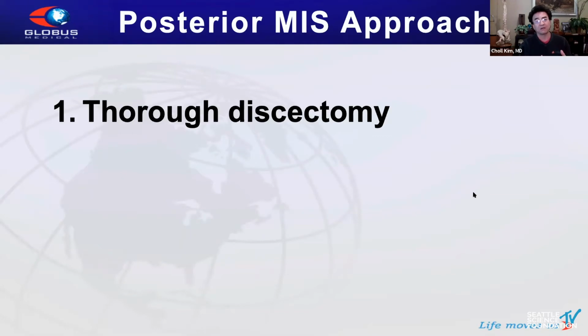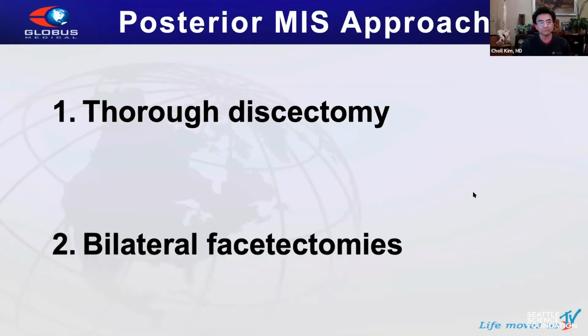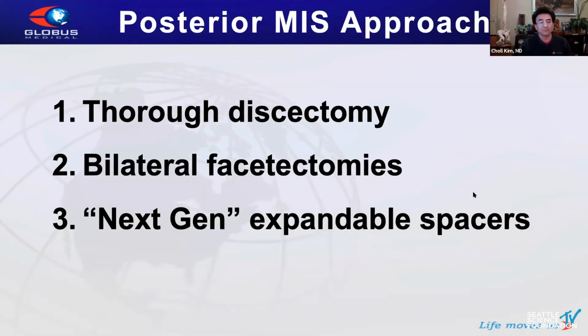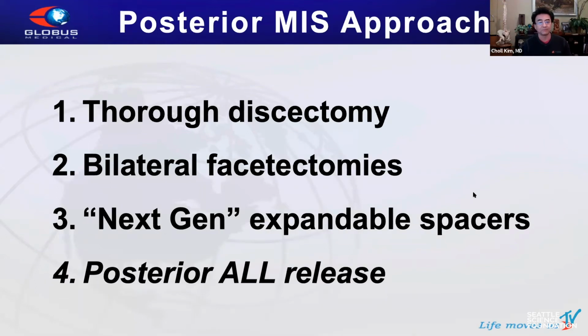And here is my outline of how I do this. The first thing that I do is I spend a lot of time doing a really thorough discectomy to really loosen up that motion segment. If I have to, I'll do even bilateral facetectomies. And because using an MIS approach, the posterior annulotomy window is so small, if you want to do an MIS posterior approach and get a reasonable interbody reconstruction, I think you have to use some type of technology that allows you to go in small and get big, because oftentimes the disc space is much bigger than the posterior annulotomy window.